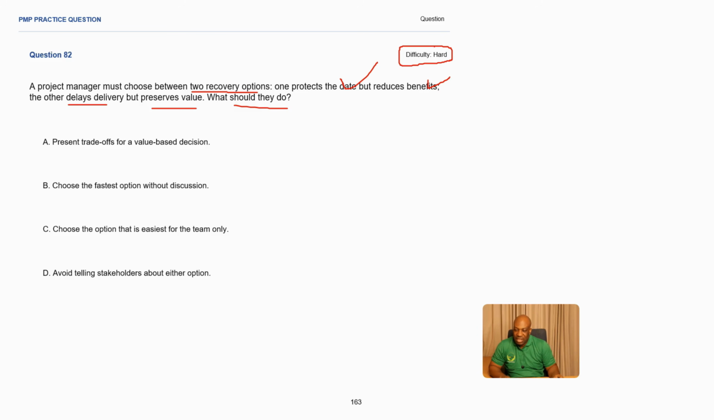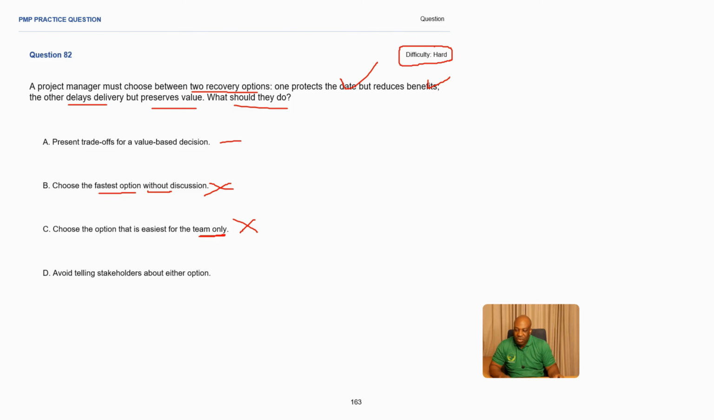So let's go through the answers now. Present trade-offs for a value-based decision. Okay, trade-offs make sense because with two options, you must trade off somewhere. Let's go. Choose the fastest option without discussion. Normally, the fastest option is not always the best answer. So what makes this answer incorrect is "without discussion." So we cannot choose this one. Choose the option that is easiest for the team only. Team only. So this is dangerous. You don't choose an option because it is the easiest for the team only. You choose something that is giving value to the business.